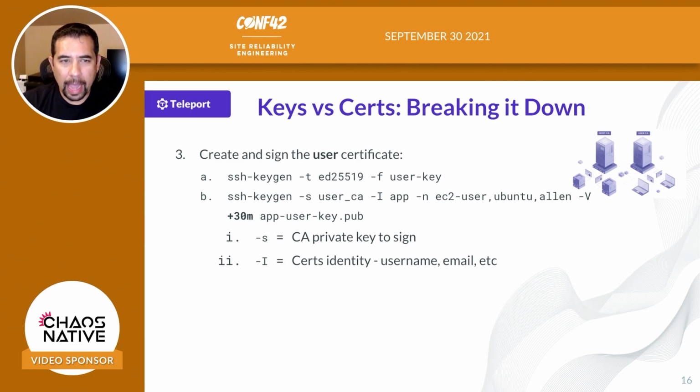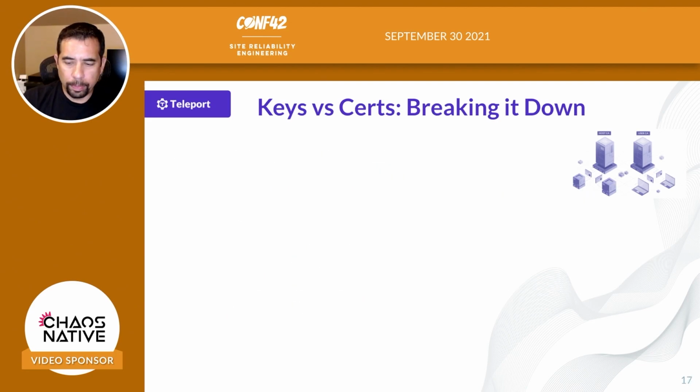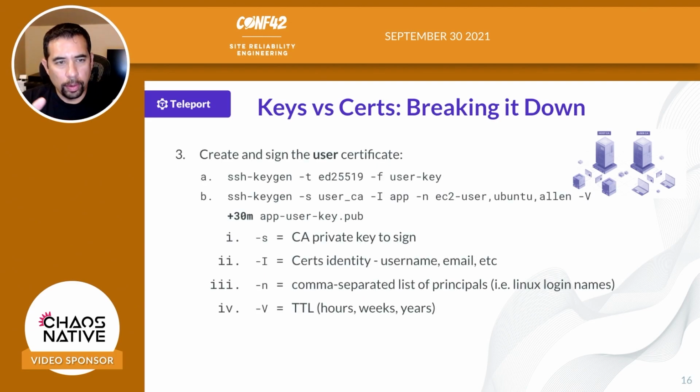My identity, hey, this is an app, or whatever my identity, username, email, whatever. My -n, which is my principals, would be something like the Linux login name. So if you're SSHing into a system, if it's like Ubuntu, or ec2-user using AWS, or whatever your name is, that would be your list of login names that you're allowed to SSH in as. The -V is your time to live. And then of course, going back here, is what you're signing it with.